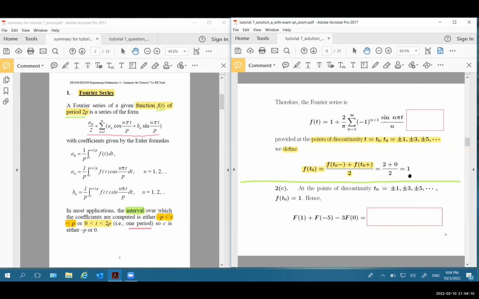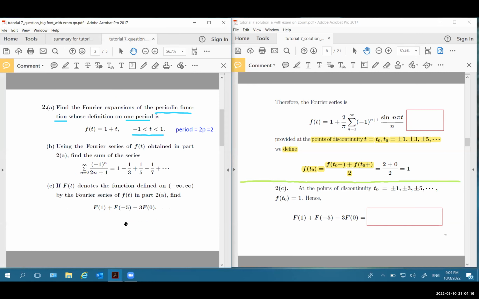Okay, no question. Let's go and do part C first. Now part C is like that. If F(t) denotes the function defined on the real line by the Fourier series of f(t), this capital F(t) is actually the Fourier series of the function in part A. Then you want to find these values: F(1), F(-5), and F(0). So we need to find all these.